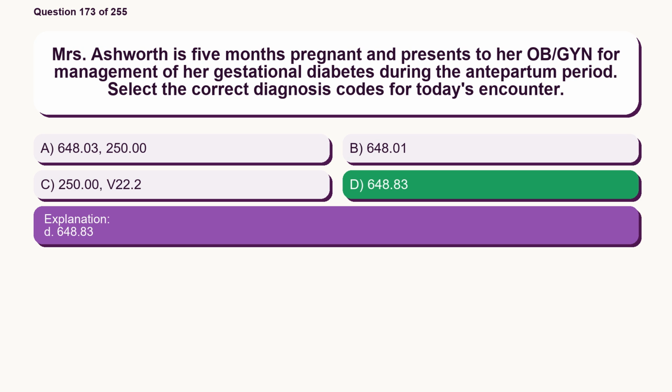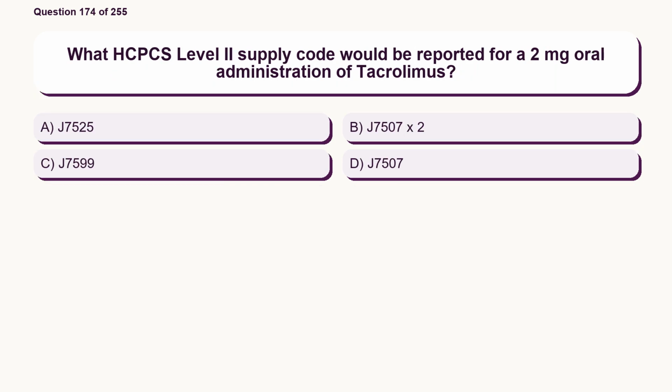Question 174. What HCPCS Level II supply code would be reported for a 2 mg oral administration of tacrolimus? Option A, J7525. Option B, J7507X2. Option C, J7599. Option D, J7507. The correct answer is option B, J7507X2. B, J7507X2.